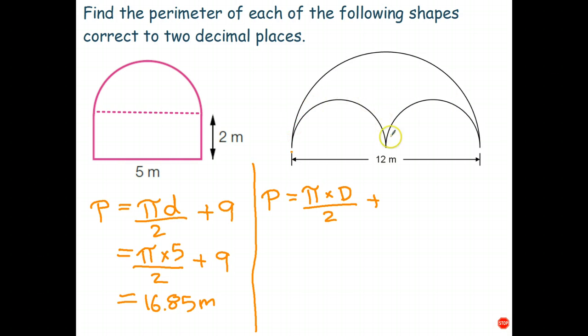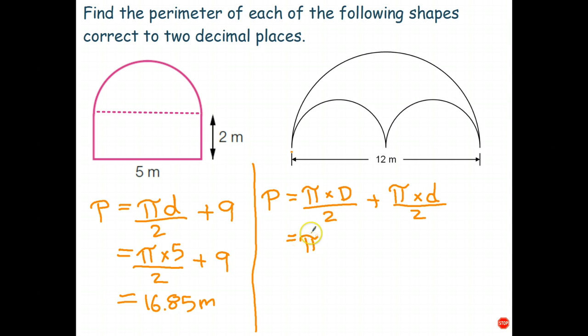Now, these 2 half circles make up one whole circle. So I can say plus pi times little d over 2. And I have to use big D and little d because these numbers aren't the same. So I can't use the same letter for each of them. I could have used D1, D2 is another way I could have done it. Okay, let's put our numbers in now.